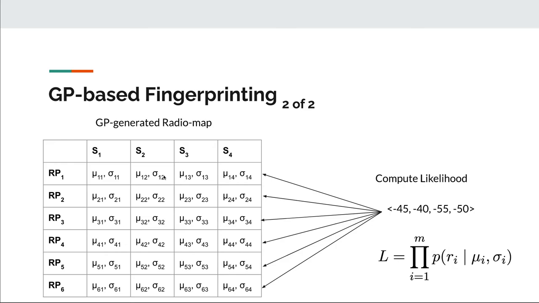Now we multiply these PDFs together, assuming that each RSSI measurement in the RSSI vector is independent, and then we will acquire the overall likelihood that this RSSI vector belongs to RP1. And we perform this likelihood computation for all the reference points, and we pick the reference point that has the highest likelihood. And we say that reference point is most likely the localization result of the unknown device.